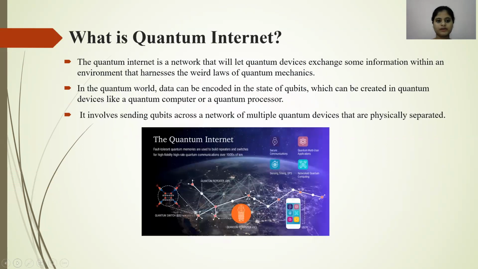What is the quantum internet? The quantum internet is a network that will let quantum devices exchange information within an environment that harnesses the weird laws of quantum mechanics. In the quantum world, data can be encoded in the state of qubits, which can be created in quantum devices like a quantum computer or quantum processor. In simple terms, it involves sending qubits across a network of multiple quantum devices that are physically separated.